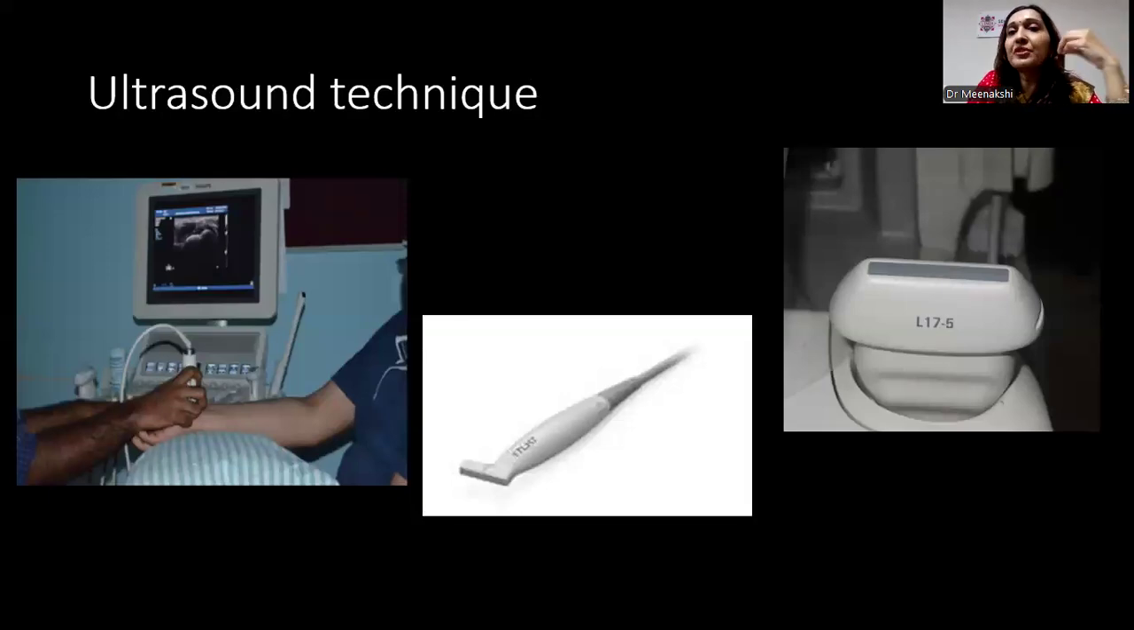The probe that we are going to use here is a high frequency probe, which is either a hockey stick probe, which you can see here, or a linear probe with a higher frequency than what we use for the carotid duplex scan. Why do we use a higher frequency probe? Because it gives us very good spatial orientation and resolution, and we don't need to go very deep for most of the nerves because they're very superficial.